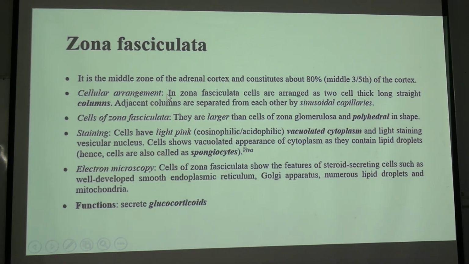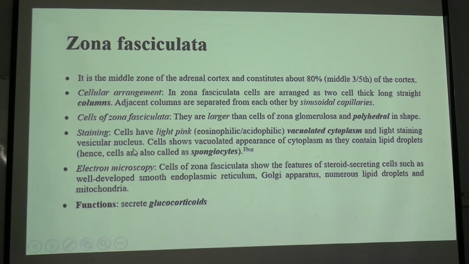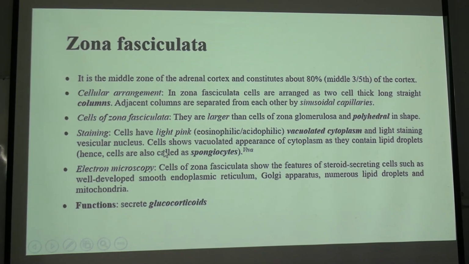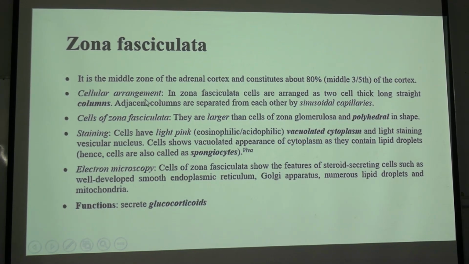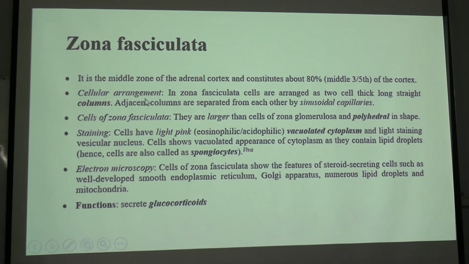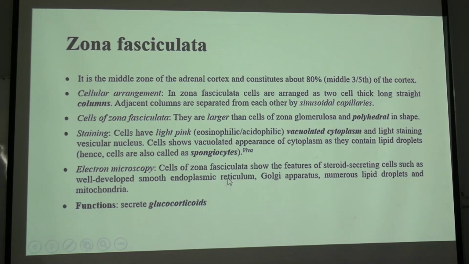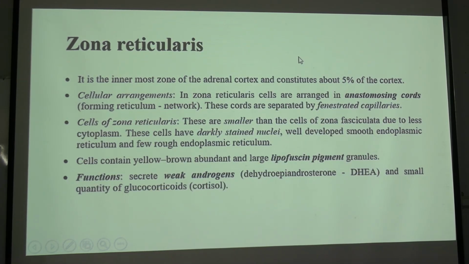Then we have the fasciculata, which contributes the maximum amount of the gland's thickness, from the cells present in columns. Two or three layers of columns may be seen in this layer, and the cells here secrete glucocorticoids, which deal with the metabolism of glucose.